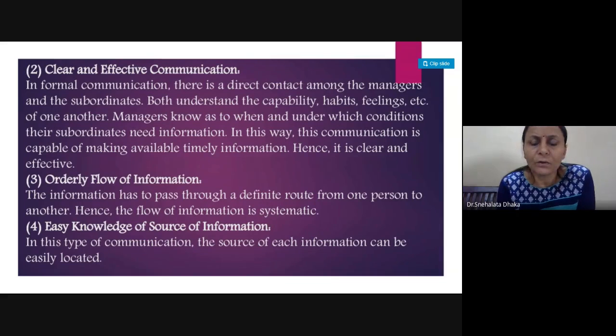Okay, so this orderly flow is again a very beneficial aspect of formal communication because no one misses the information. Everybody receives the information. Okay, so that is again a very beneficial aspect.